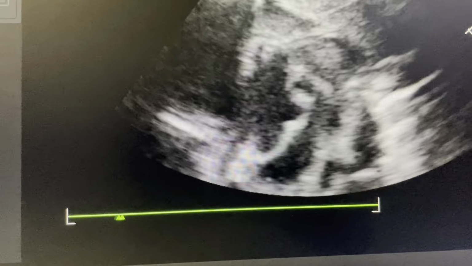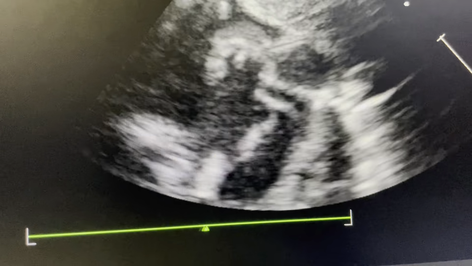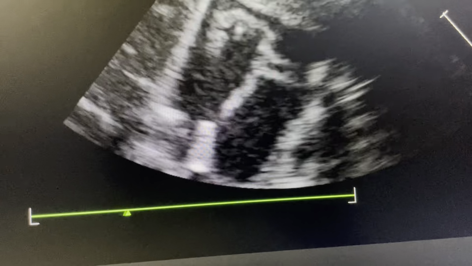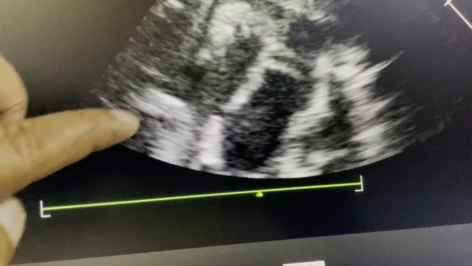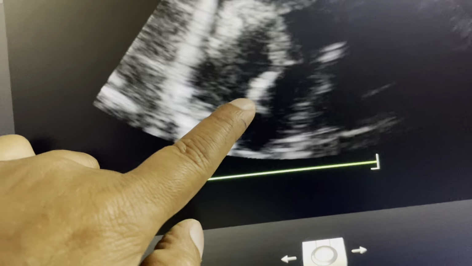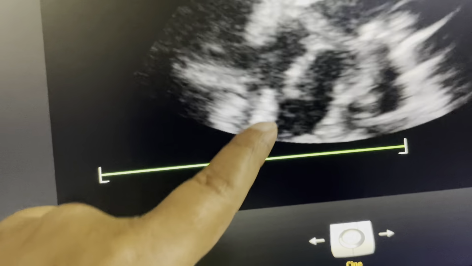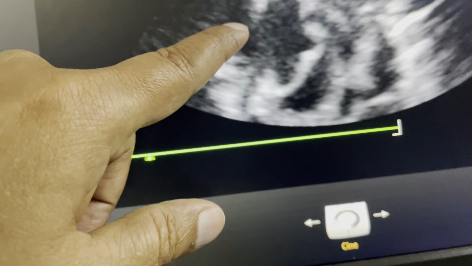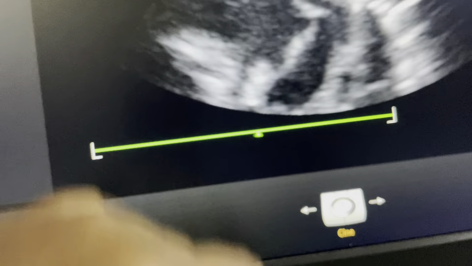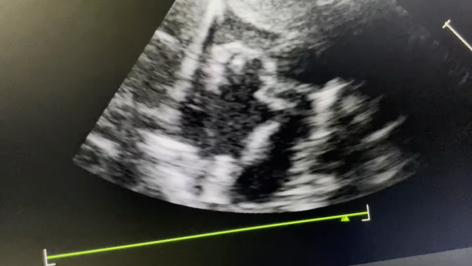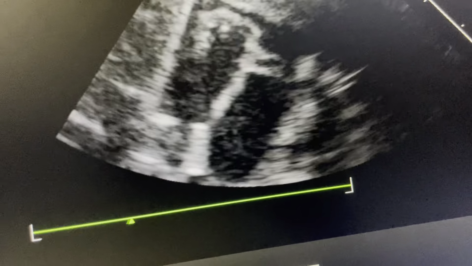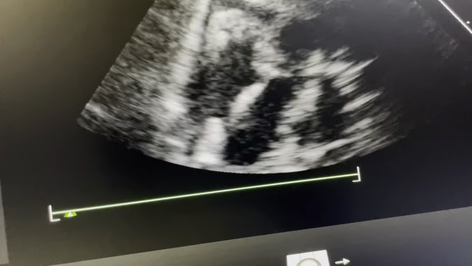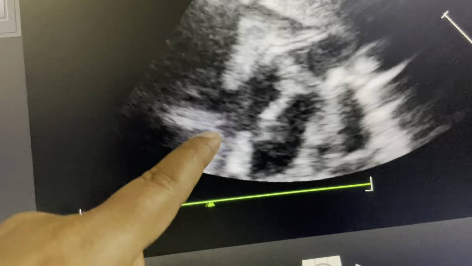Next image. Whatever blood comes to the right atrium has to go to the left atrium. That is possible in this image through a PFO. You see the right atrium, the left atrium, and this is the PFO. There is no ASD, but a PFO is present in this case. That is responsible for communication between the right atrium and left atrium. Whatever blood comes to the right atrium has to go into the left atrium, either through an ASD or through a PFO. In this case, through the PFO, where the color flow will be blue.